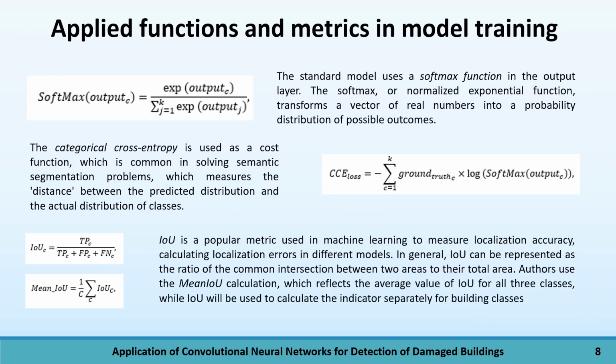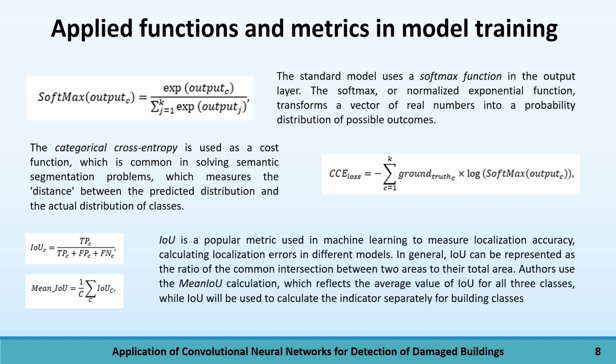Several functions and metrics are applied in this research. For example, the softmax function, or normalized exponential function, transforms a vector of real numbers into a probability distribution of possible outcomes. The second one is categorical cross-entropy, used as a cost function, which is common in solving semantic segmentation problems and measures the distance between the predicted distribution and the actual distribution of classes.